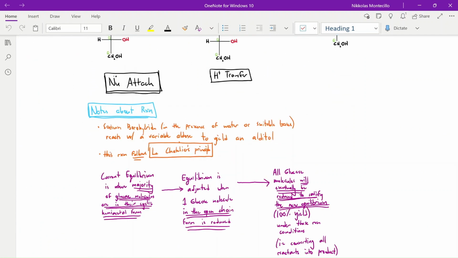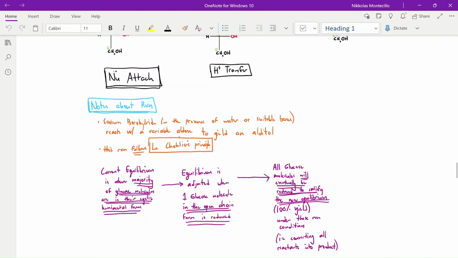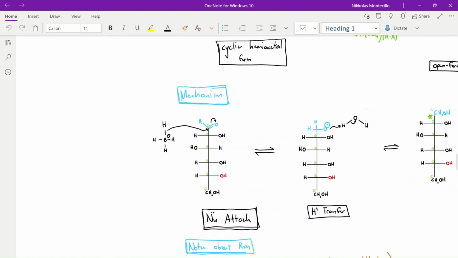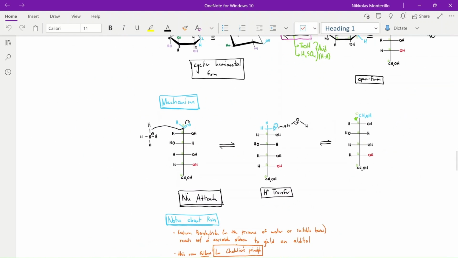So just a couple notes about this reaction and just repeating what I said. Sodium borohydride in the presence of water or suitable bases reacts with a variable aldose to yield an alditol. And this reaction follows Le Chatelier's principle, where the current equilibrium is where the majority of glucose molecules are in their cyclic hemiacetal form. The equilibrium is adjusted when one glucose molecule in the open chain form is reduced. All glucose molecules will eventually be reduced to satisfy the new equilibrium, and therefore we'll get a 100% yield under these reaction conditions. In essence, we convert all the reactants to product. So it becomes a chain reaction. Once one sugar is reduced, all sugars will become reduced.